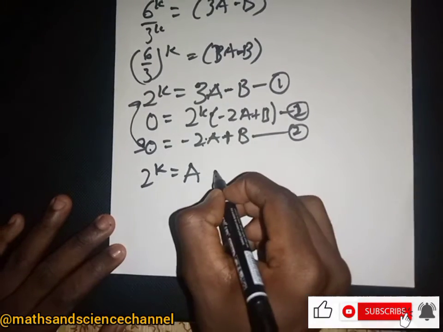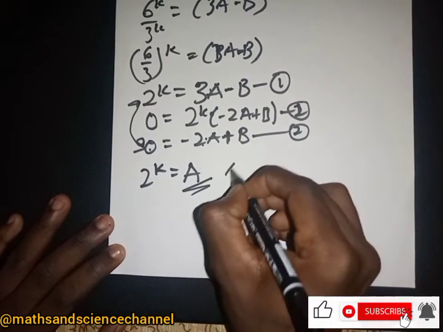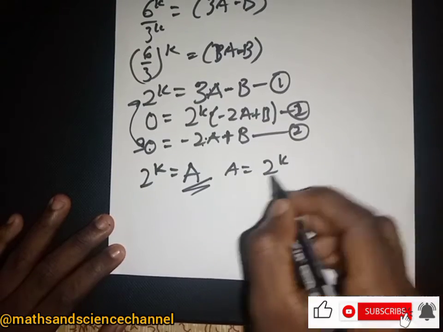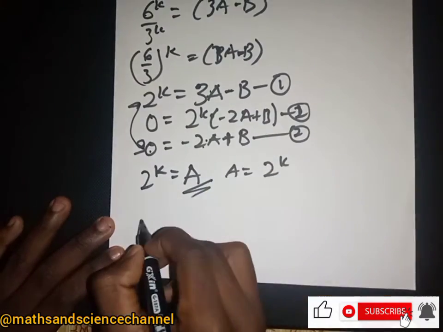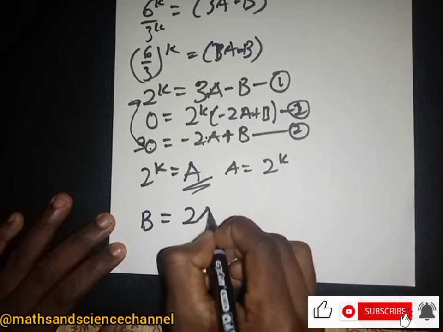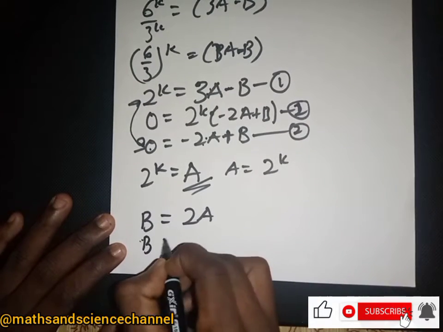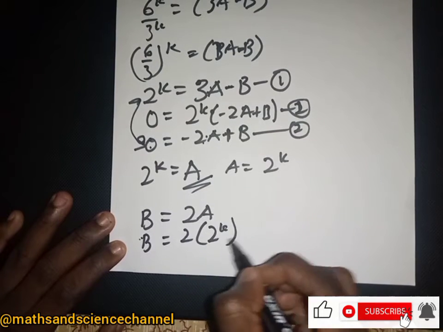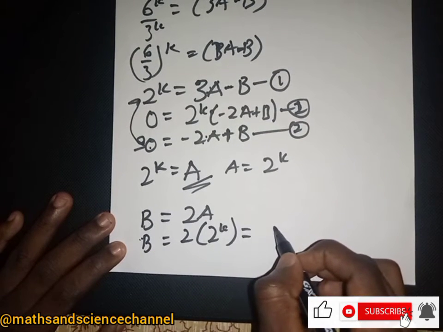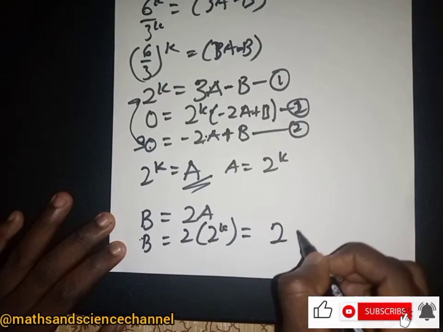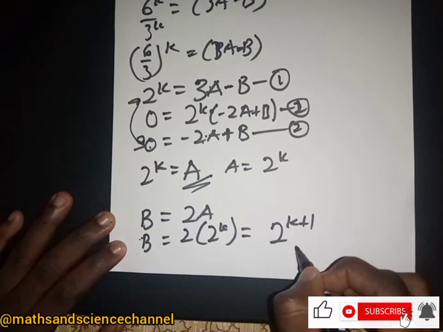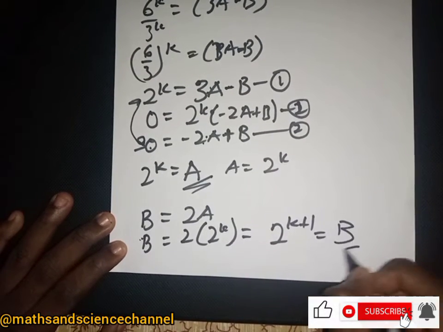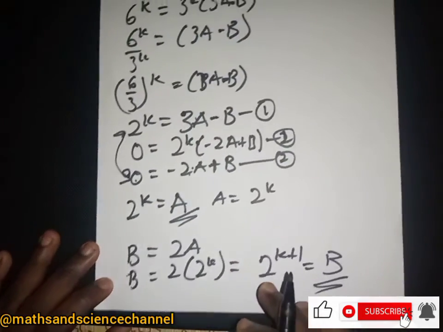So we have a equal to 2 to the power k. Now from this equation we have b equal to 2a, right? So b will be equal to 2 multiplied by 2 to the power k, and we have this as just 2^(k+1) as b. So b here is equal to that, right?